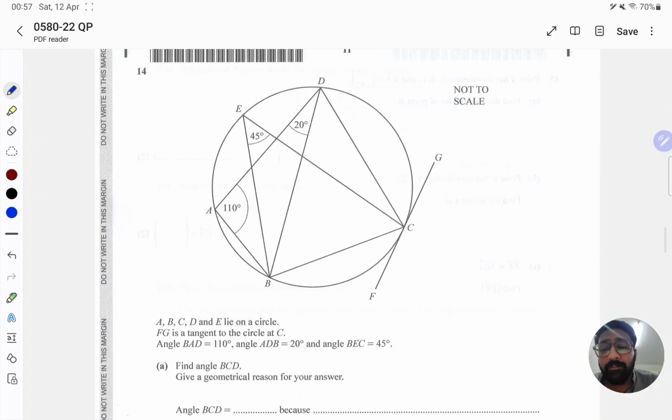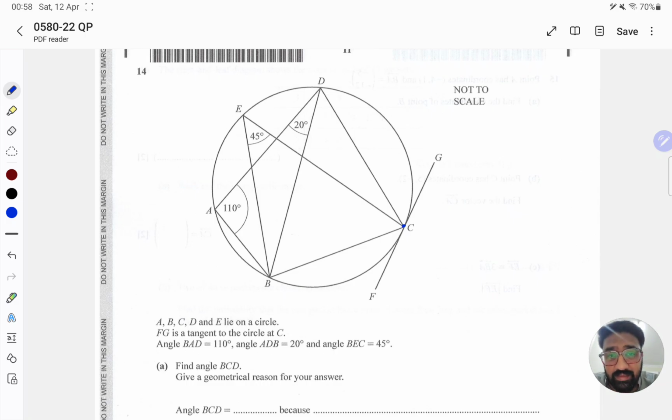Question number 14. It's a circle question, and it says that A, B, C, D and E lie on a circle. A, B, C and D lie on a circle. FG is a tangent to the circle at C. So yes, we can see that right here.